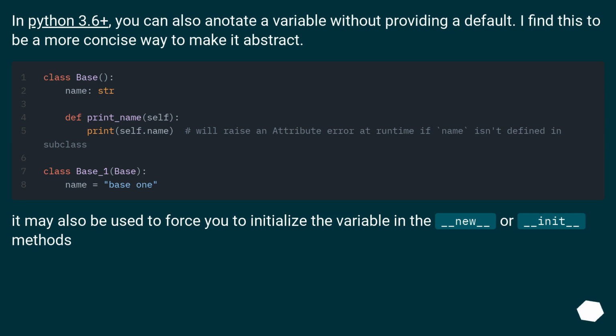In Python 3.6+, you can also annotate a variable without providing a default. I find this to be a more concise way to make it abstract. It may also be used to force you to initialize the variable in the __new__ or __init__ methods.